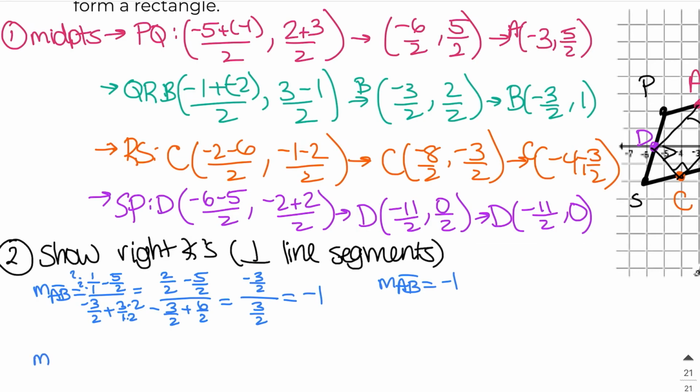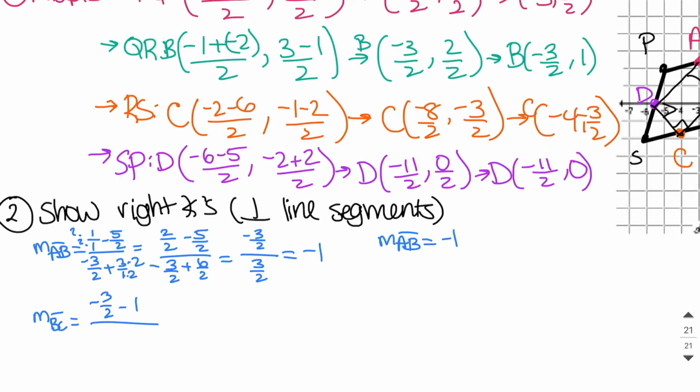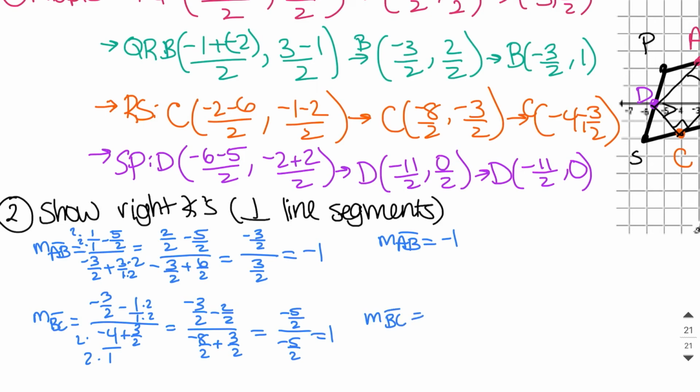Now I need to find the slope of BC. So to find the slope of BC, I'm going to do the same thing. Take my y2 minus y1. So I'm going to take -3/2. I'm going to subtract 1 all over x2 minus x1. So I'm going to do -4 plus 3/2. Make this 1/1. So get a common denominator. So I get -3/2 minus 2/2 all over. Make this over 1. So I get -8/2 plus 3/2. So I end up getting -5/2 over -5/2, which is the exact same number, so I get the slope of 1. So here we can say that the slope of BC is 1.